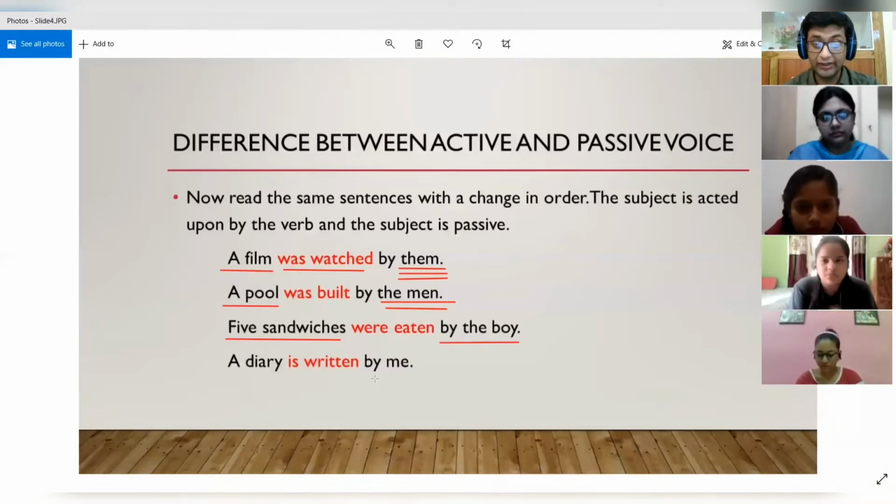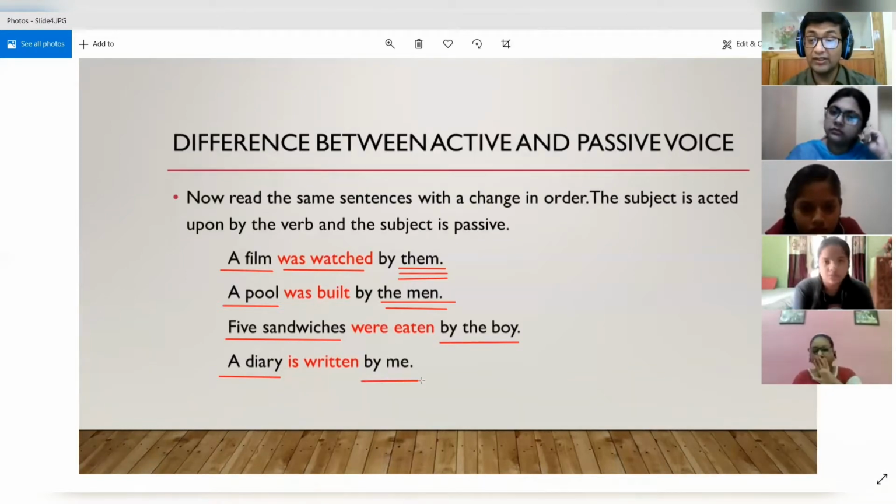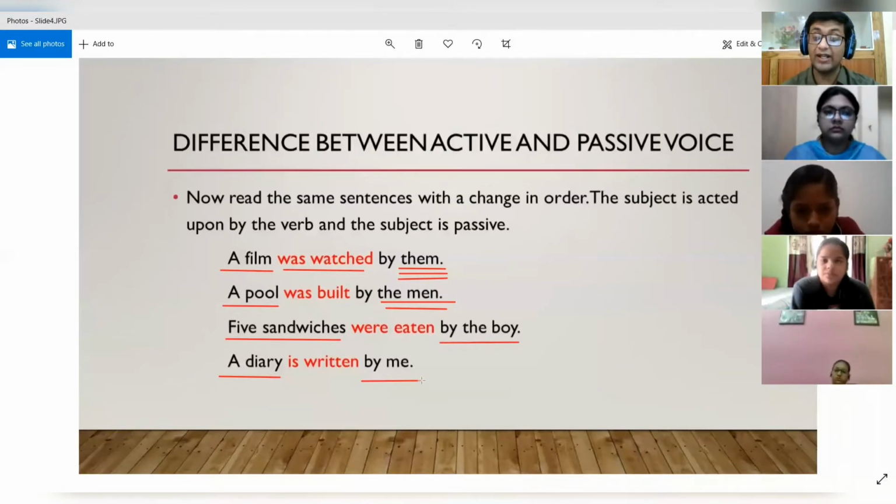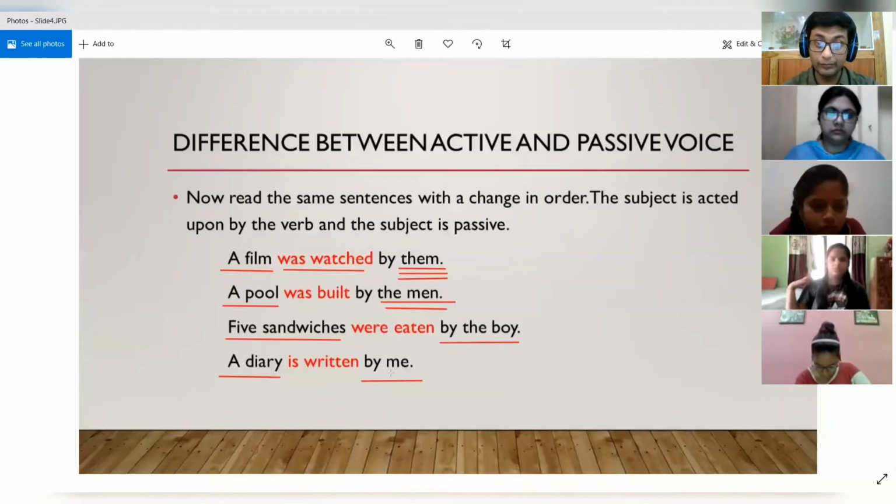A diary is written by me. So in this case, again, you will find that a diary is the subject of the sentence, but you will find that diary is not doing anything. It is passive in nature. Instead, it is being written by me. So the actual sentence was I write a diary. So in this case, I, the subject, was doing something. But over here, a diary, that is the subject, is not doing anything. Diary is passive in nature. Instead, the object of the sentence, that is me present over here, is doing something, right?